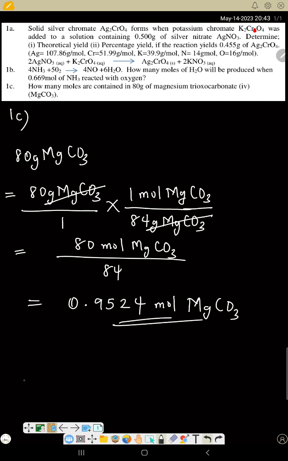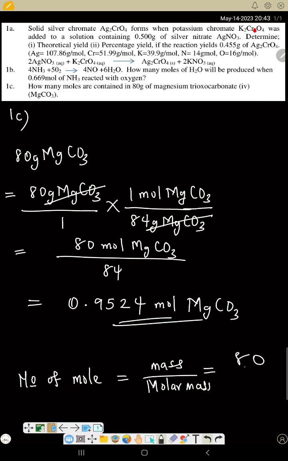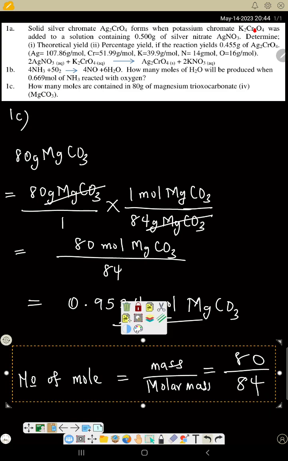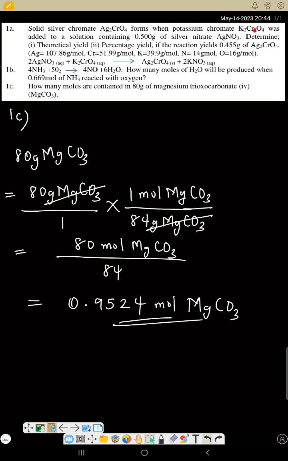If you want to use the formula, know that number of moles is equal to mass over molar mass. Mass is given, that is 80, and we found the molar mass, that is 84. So 80 over 84, you still get this. So that is the answer for 1C. So we are through with question 1.